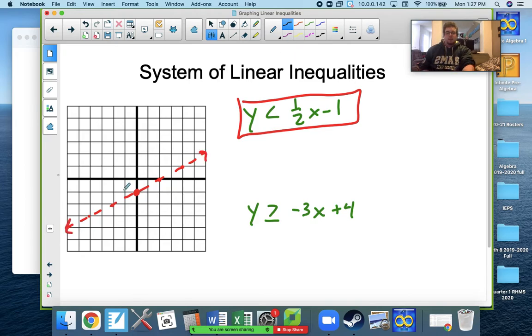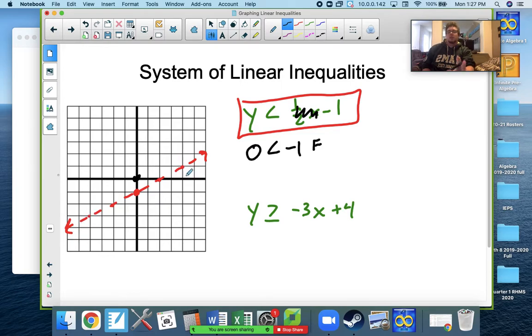I get to pick any point that's not on the line, so 0, 0 is still an option. So 0 is less than, the 0 causes that to disappear, negative 1. So 0 is not less than negative 1. So this is false, so I would end up shading below.